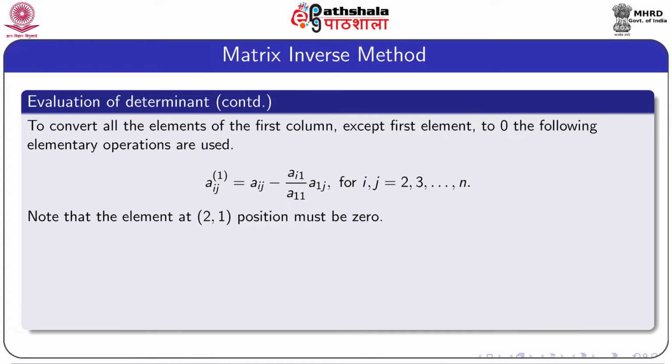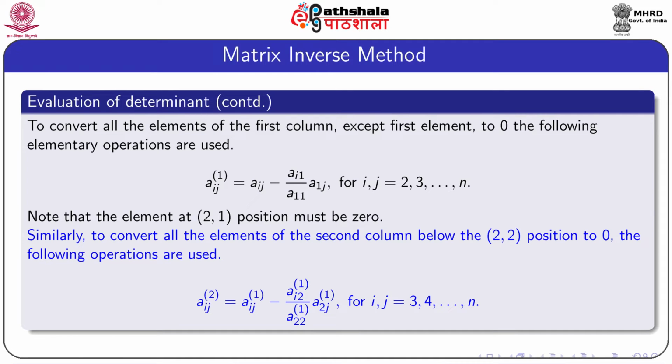To convert all the elements of the first column except the first element to 0, the following elementary row operation is applied. That means a_ij^(1) = a_ij - (a_i1 × a_1j) / a_11, and this is applied for i and j equal to 2, 3 up to n. Using this elementary row operation, it is guaranteed that the element at the (2,1) position must be 0.